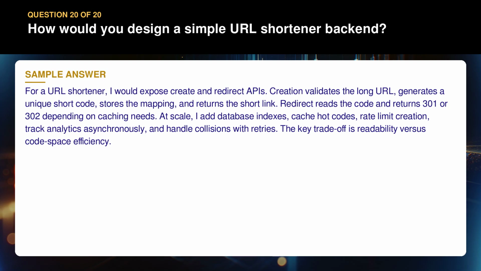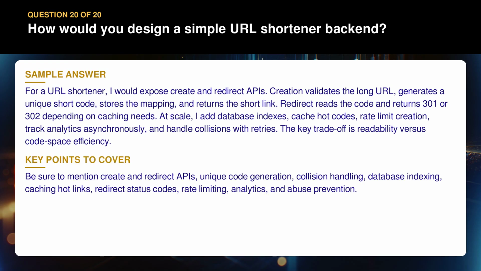The key trade-off is readability versus code space efficiency. Be sure to mention create and redirect APIs, unique code generation, collision handling, database indexing, caching hot links, redirect status codes, rate limiting, analytics, and abuse prevention.